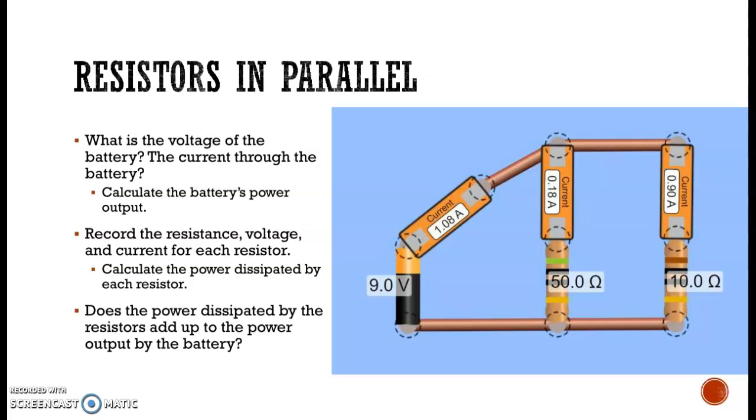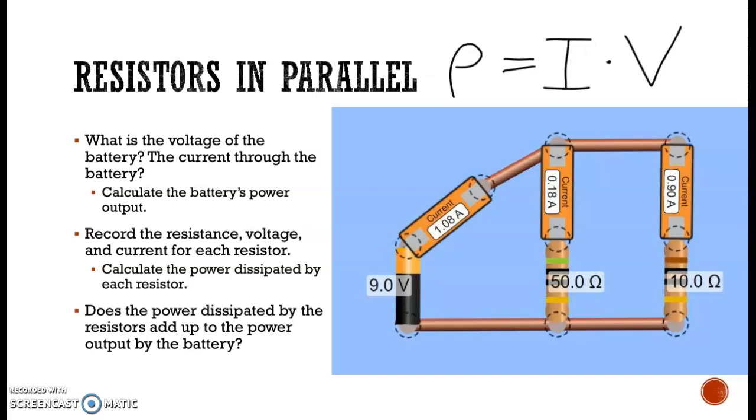The first thing that you should look at while you're filling out this table, the first little block, what is the voltage of the battery? What is the current through the battery? Okay, with that information, the voltage and the current through the battery, you should be able to calculate the battery's power output. Remember that power in the case of electricity is equal to the current I times V, the voltage.